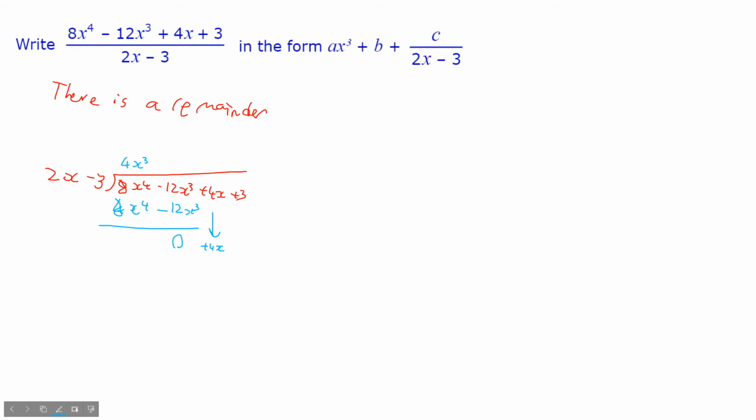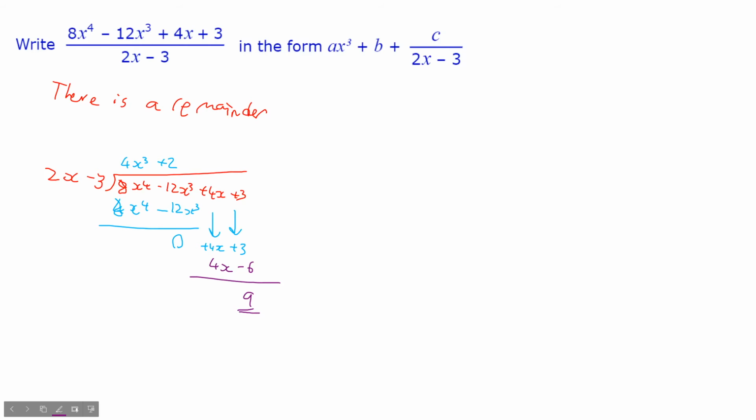How many times does this go into 0? Just going to be 0. Now it means we can put the 3 down, so this will be plus 3. How many times does 2x go into 4x? Just twice, so this will be plus 2. And so all we need to do is multiply 2 by this, so we get 4x - 6. And so what we're left with is a remainder of 9.